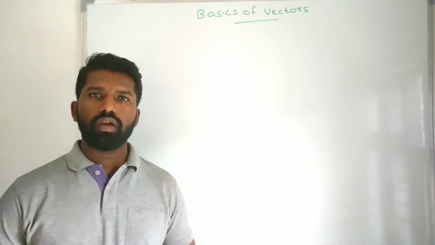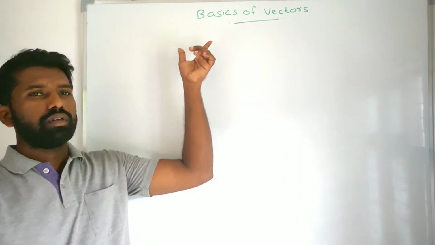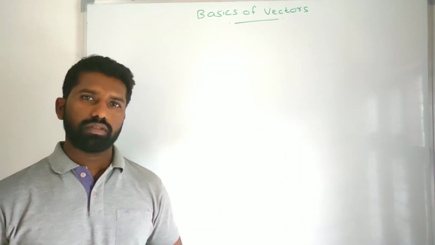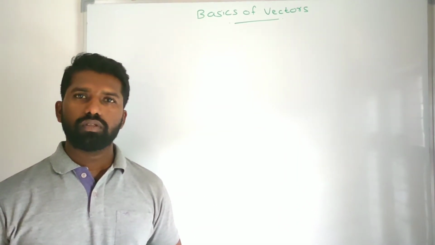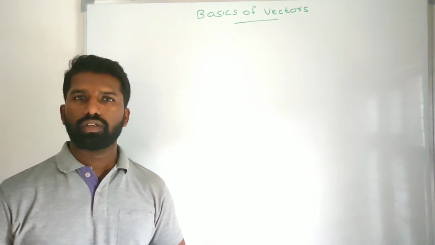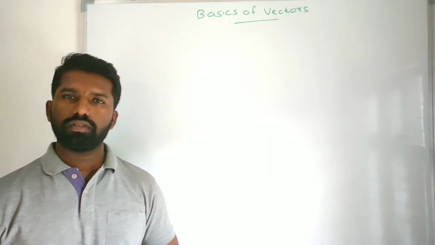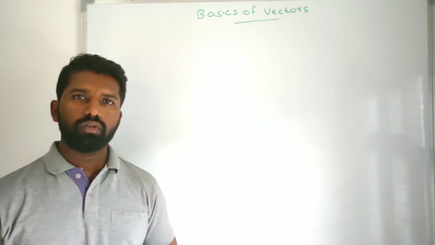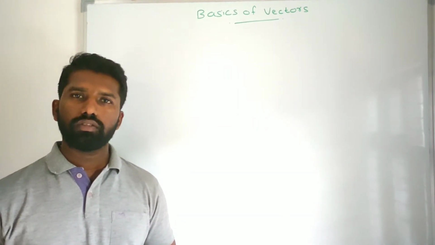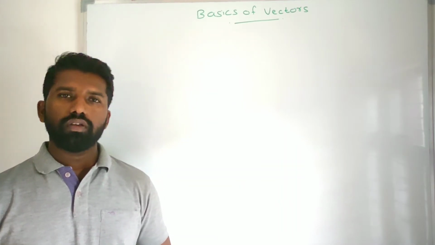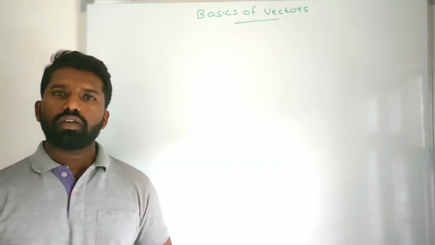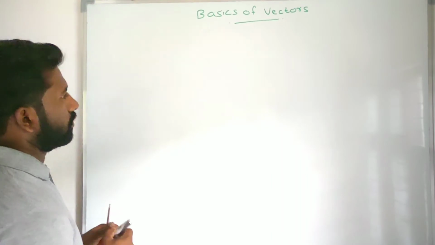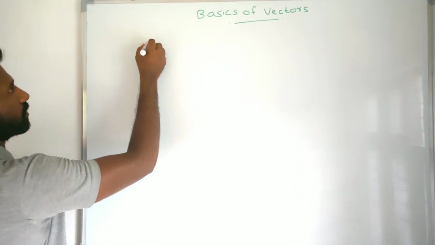In this video, I am going to discuss the basics of vectors. We already studied scalar quantity and vector quantity. Scalar quantity means it has only magnitude. The vector quantity has both magnitude and direction. Okay. So first we will see representation of vectors. How we can represent a vector.